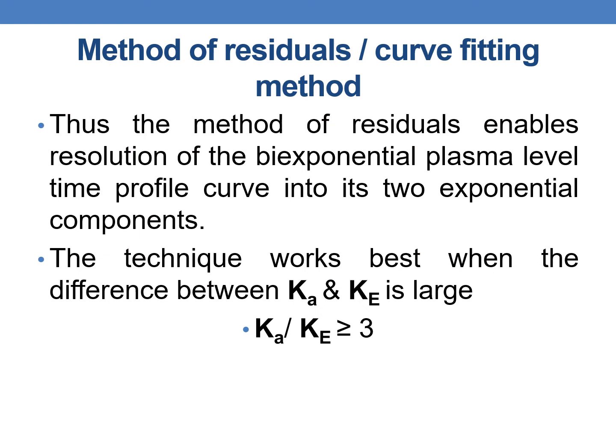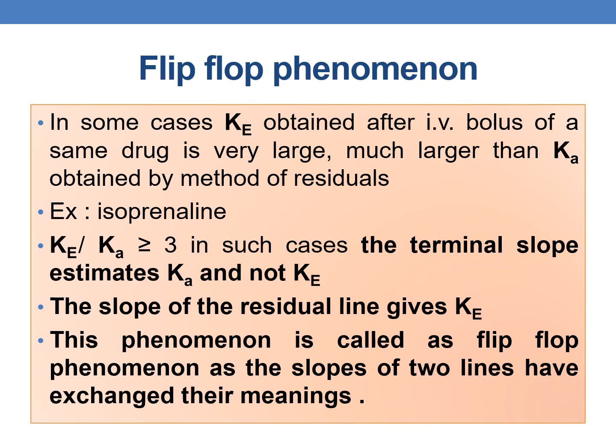Thus, the method of residuals enables the resolution of a bi-exponential plasma level time profile into its two exponential components. The technique works best when the difference between Ka and Ke is large. This is very important. That is, Ka by Ke should be greater than or equal to 3.